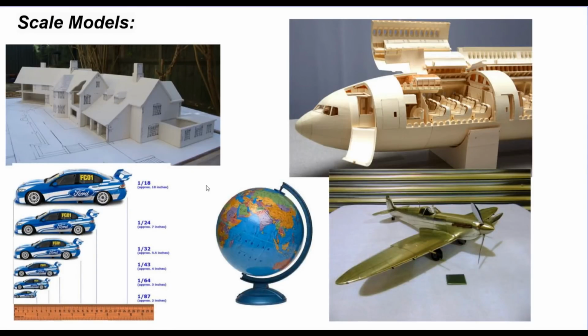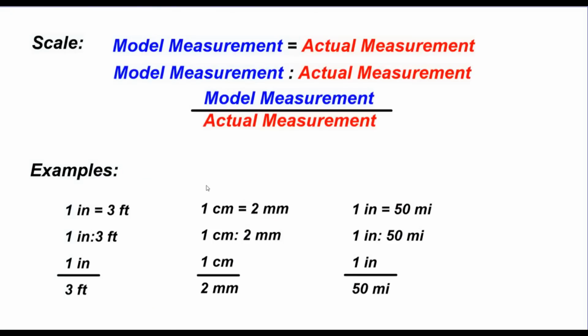And then here are some scale models. These are 3D objects that represent actual objects that are much larger or much smaller than the representation. So I've got a model of a house, there's a scale model of an airplane, some model cars that are drawn at different scales. Of course, a globe would be a scale model of the entire Earth, and then another model airplane there. So back to that idea of a scale: a scale is a ratio that compares the model measurement to the actual measurement.